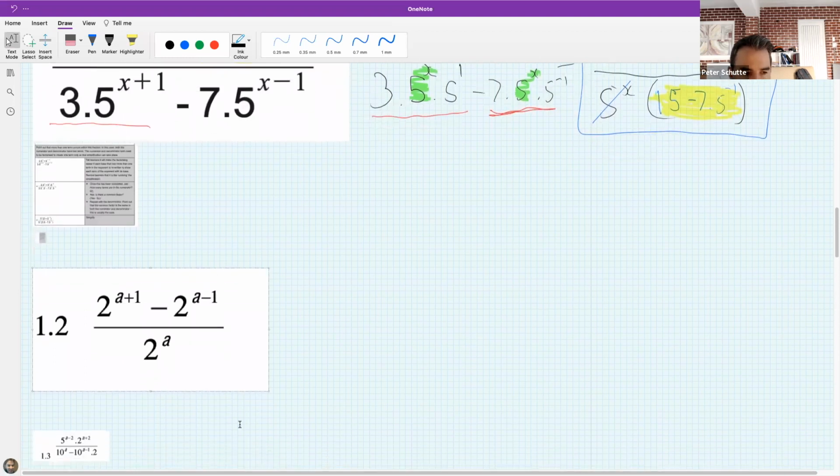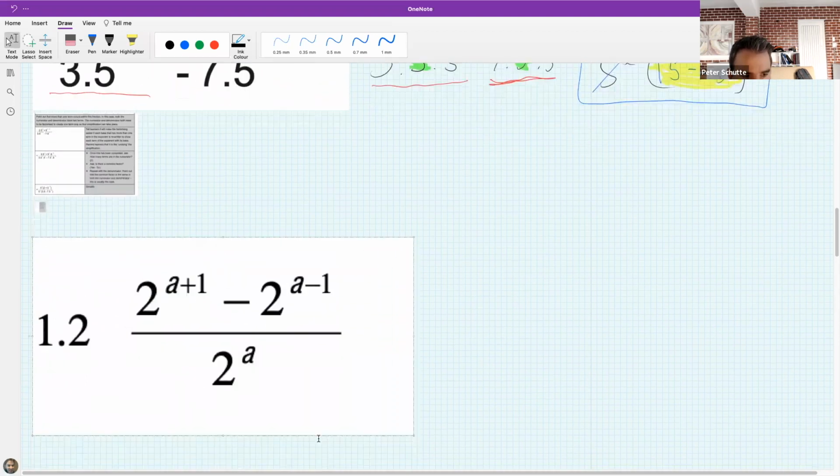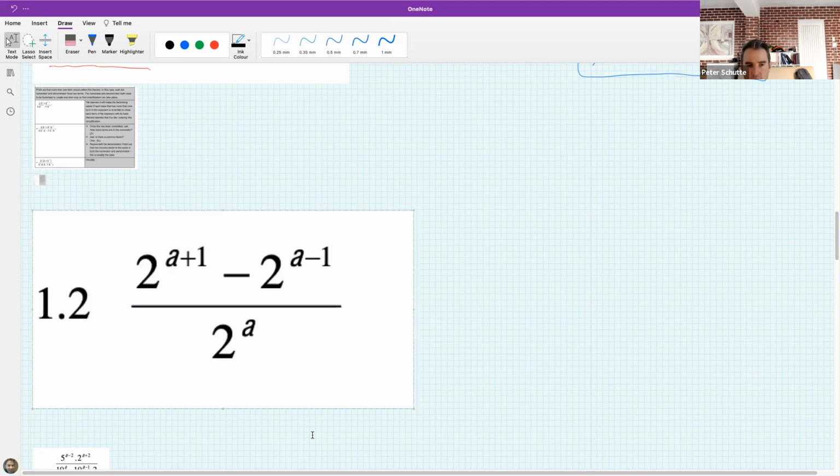So let's try out our thinking on this next question. If I said to you, simplify this exponential expression, I want you to try and do the first step by yourself. So try and do the first step by yourself, and then let's see how it goes. I'm going to give you 2 minutes to do that. And the goal is to simplify this expression.